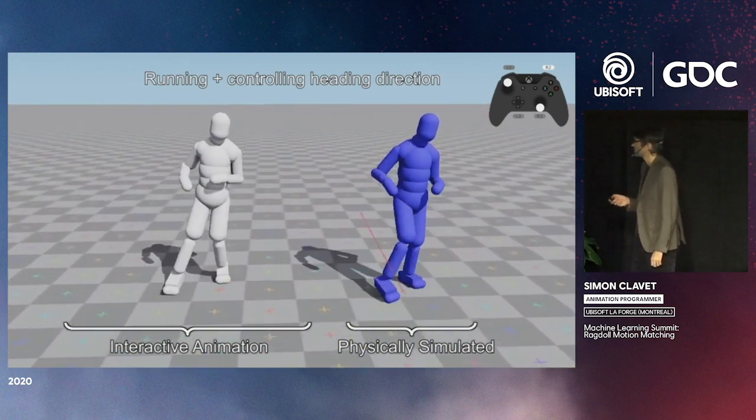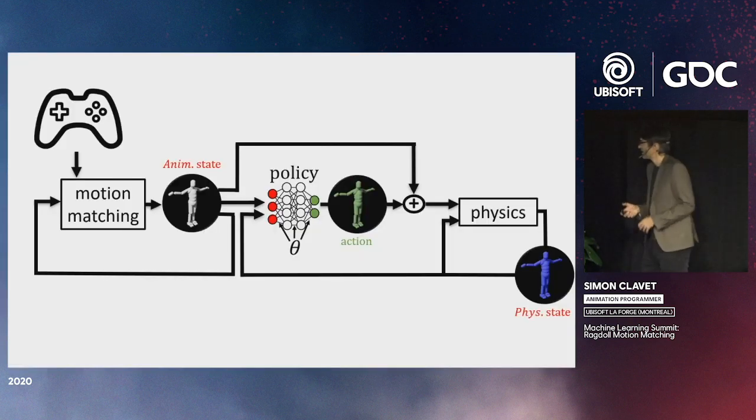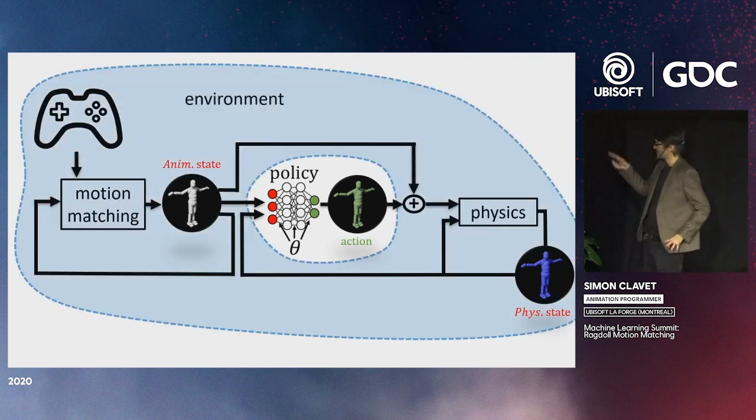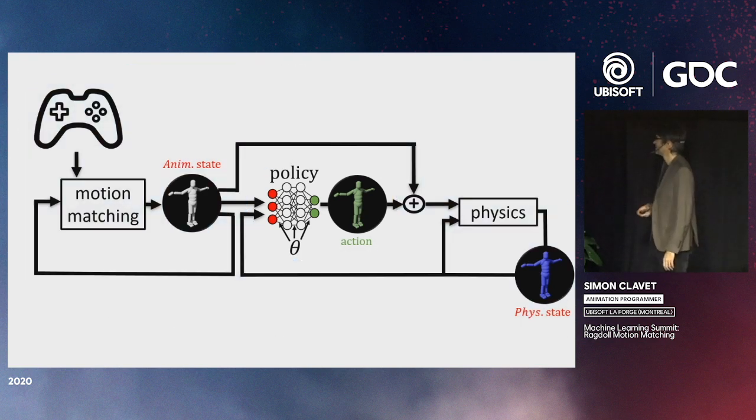Okay, so that's the problem and the solution. But now let's look at this. So this is the big diagram. Everything that's not the policy is the environment. There's lots of arrows there.